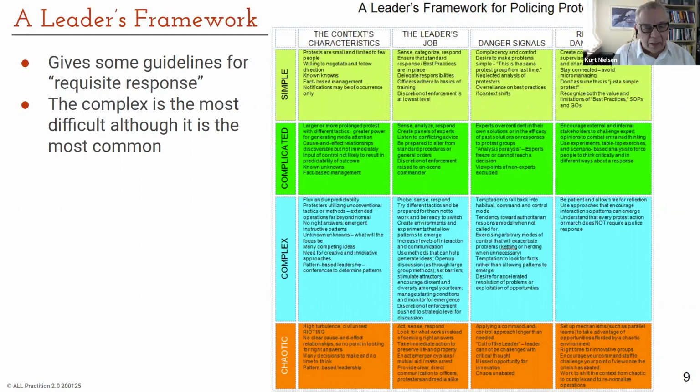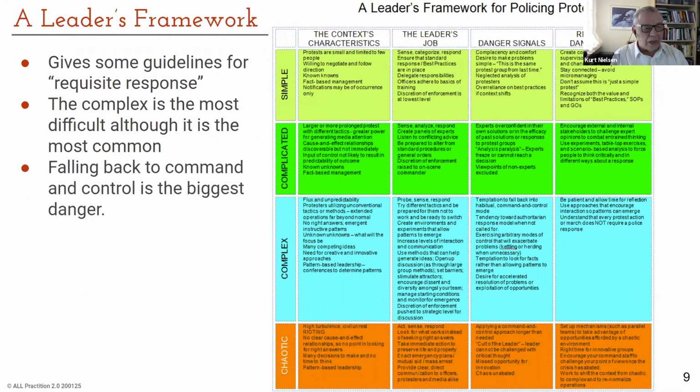And I don't dare to sell this stuff because I'm not sure it works, and why don't you get on with it? Now, finally, it's done. As a leader, you have to be aggressively patient, if you can use that term, because you have to be patient. You cannot predict in the complex domain. And falling back to command and control is the biggest danger.